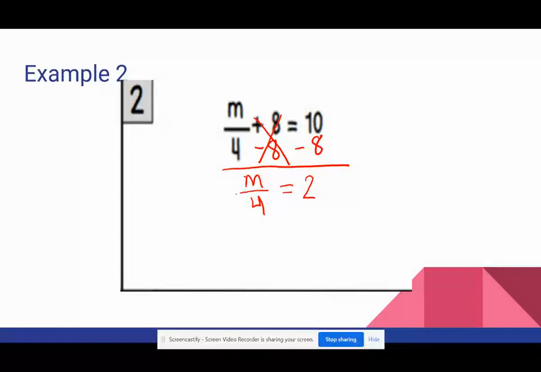M divided by 4, the opposite of dividing by 4 is to multiply by 4 on both sides. These 4's cancel, and we're left with 2 times 4, which is 8. So m equals 8.